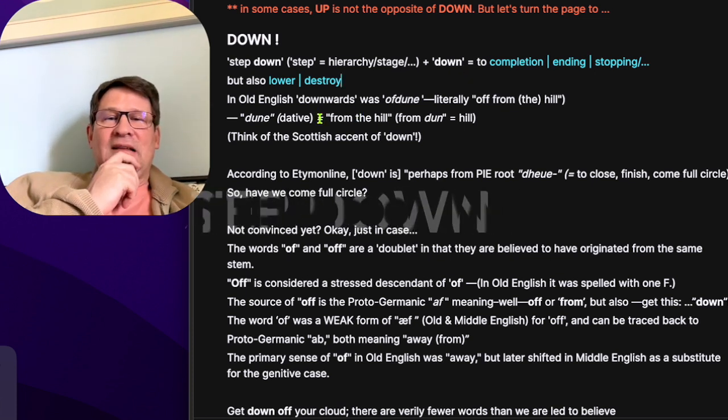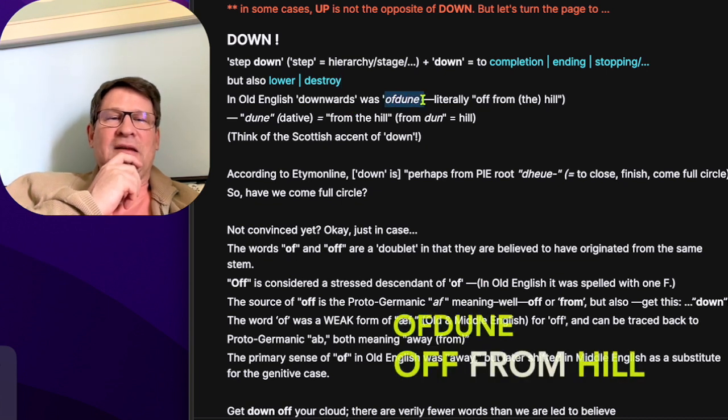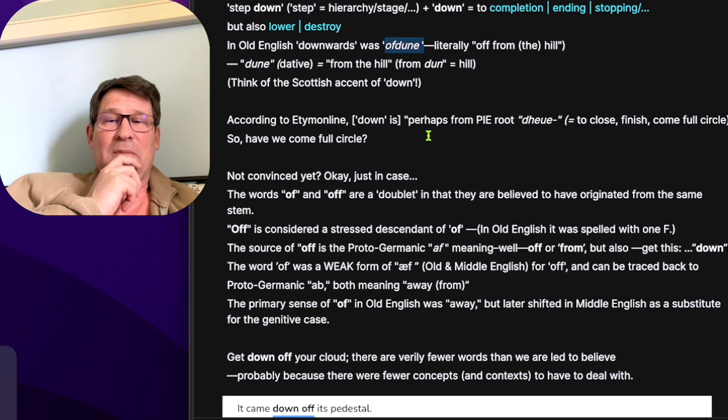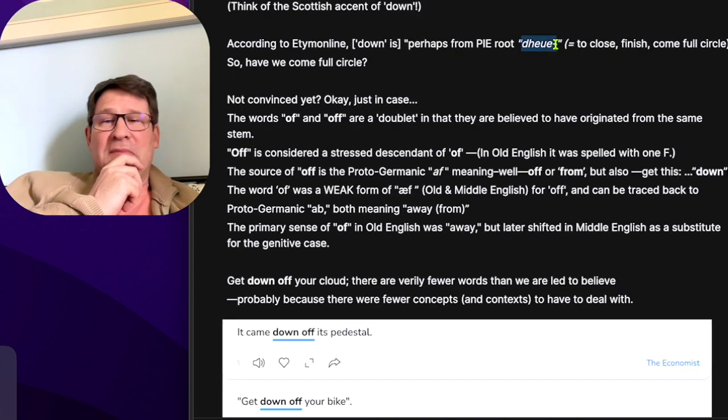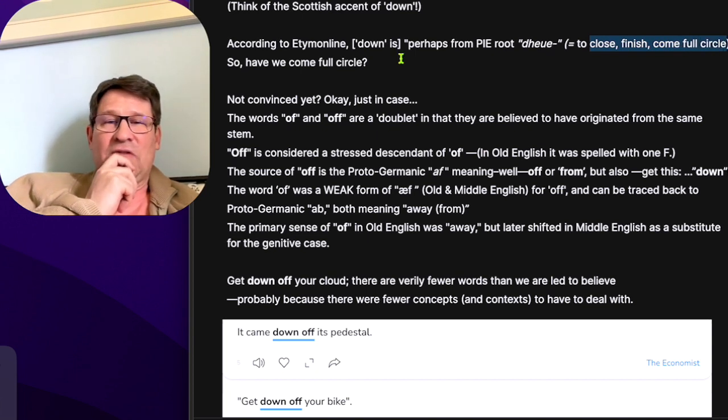Now, in Old English, downwards was of dun, literally off from the hill. Dun, meaning from the hill, and so dun sounds like down. I believe the Scottish pronounce it like that. Now, do, if I'm saying that correctly, also means to close, finish, come full circle. Have we come full circle?